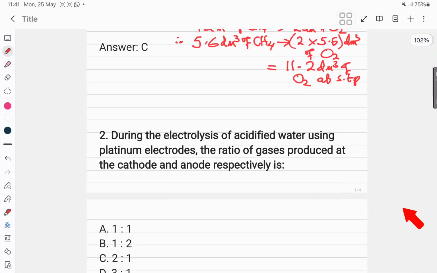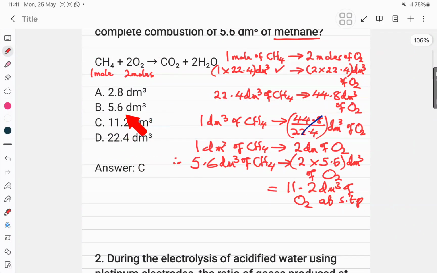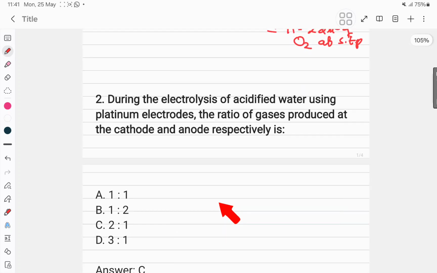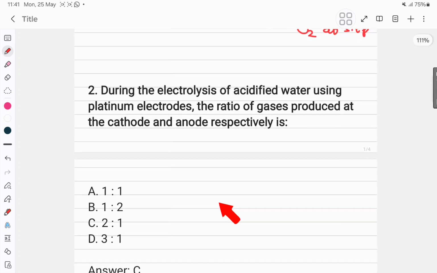So the answer is C. Question number 2. During the electrolysis of acidified water using platinum electrode, the ratio of gases produced at the cathode and anode respectively is what?